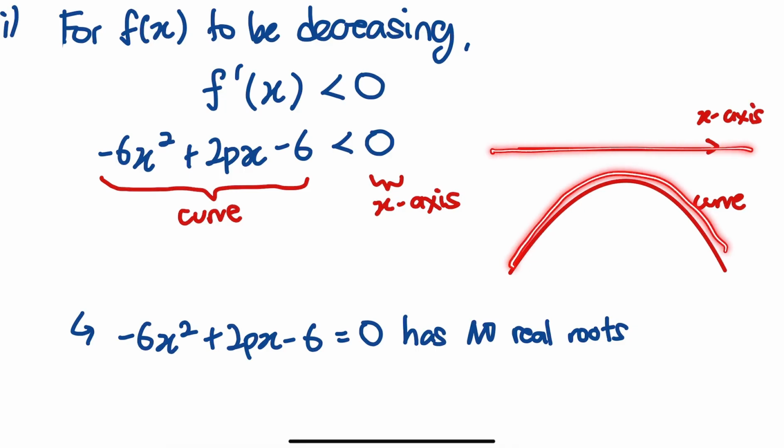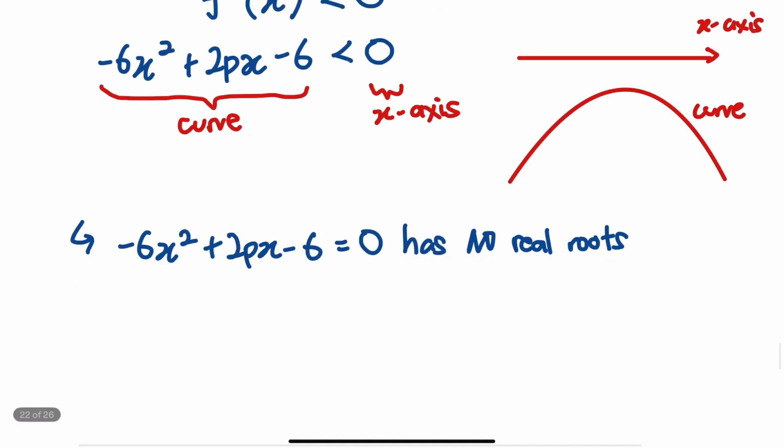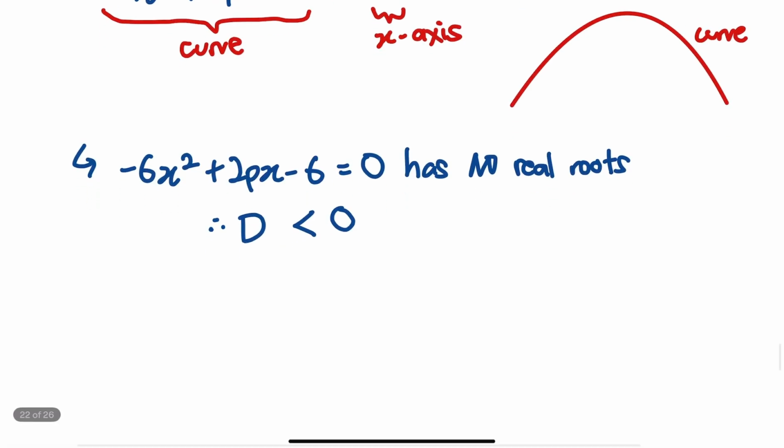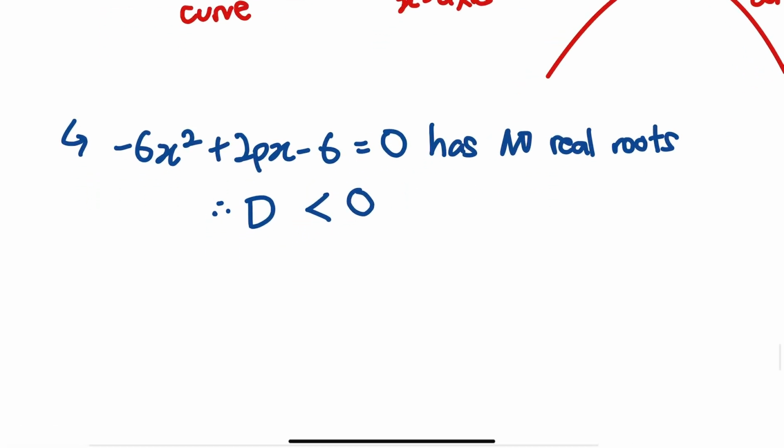This means that if I were to equate the equation of the curve to the equation of the x-axis, there should be no real roots, which means that the discriminant of this quadratic equation is strictly less than 0. So therefore, if I were to write out over here, the discriminant of this quadratic equation is strictly less than 0.